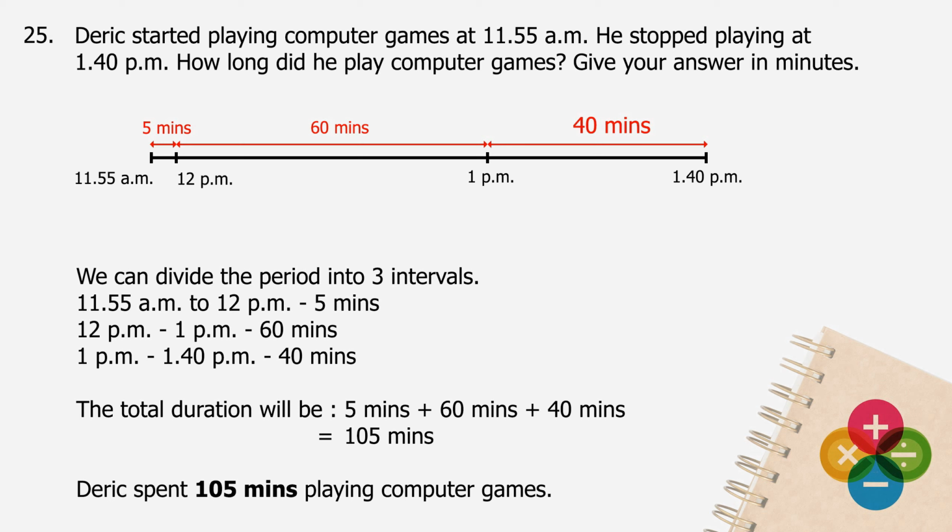From 1 p.m. to 1:40 p.m. will be a total of 40 minutes. The total duration will be, add 5 minutes to 60 minutes, and then to 40 minutes, and the sum is 105 minutes. Derek spent 105 minutes playing computer games.